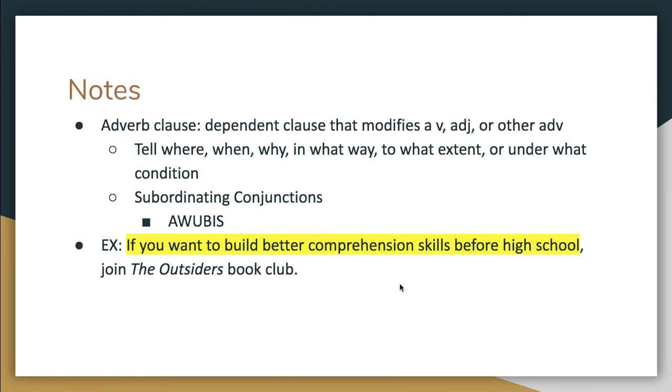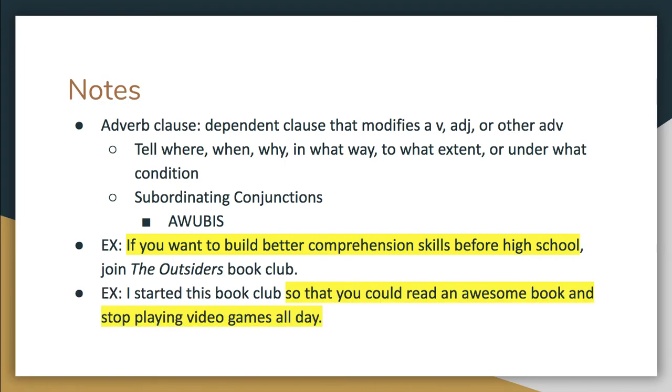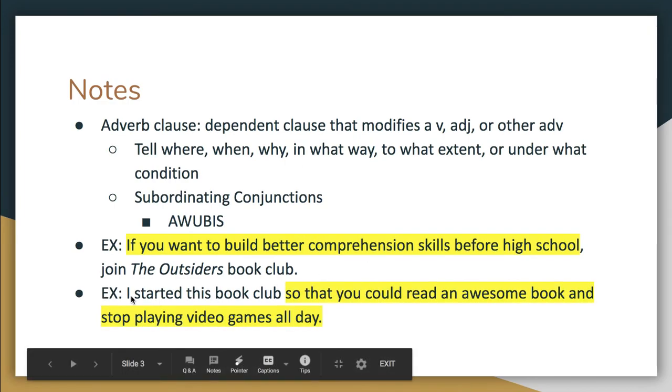All right. One that we miss a lot is the word so that because there's no comma and it looks like a regular conjunction. I started this book club so that you could read an awesome book and stop playing video games all day. So that is a subordinating conjunction, and this is answering why I started the club. So this is also an adverb clause because this is a dependent clause.